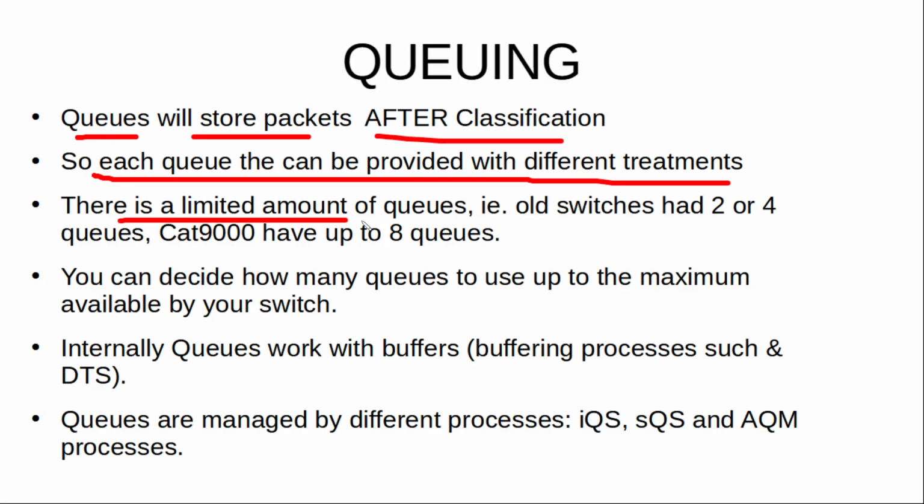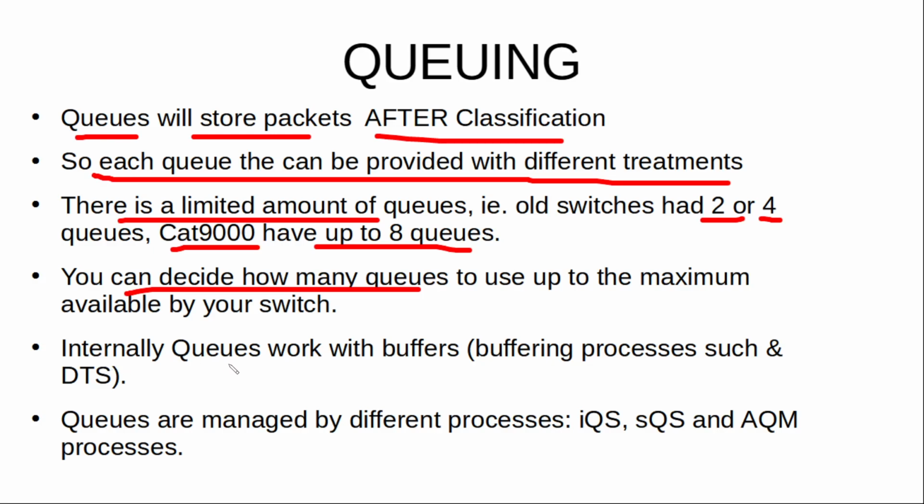There is a limited amount of queues. For instance, older hardware only had the capability to handle 2 or 4 queues, but with Catalyst 9000, we have up to 8 queues. You can decide how many queues you're going to use with your Catalyst 9000 depending on your configuration, up to the maximum of 8 queues.